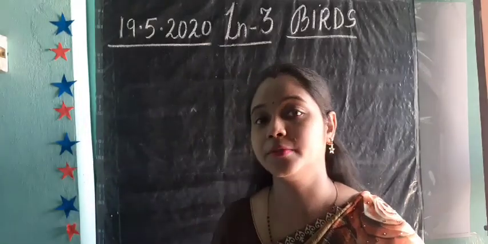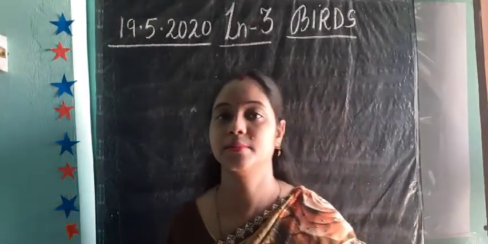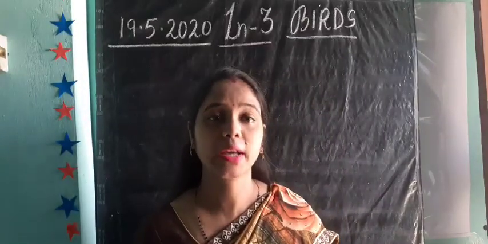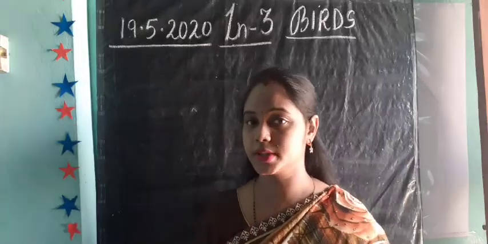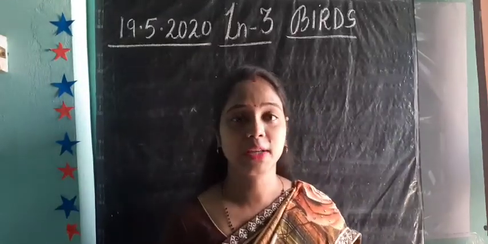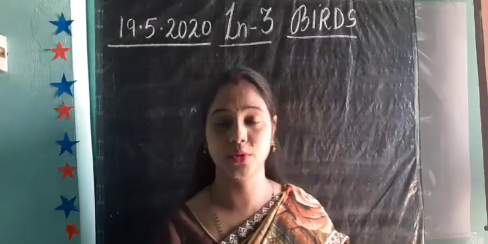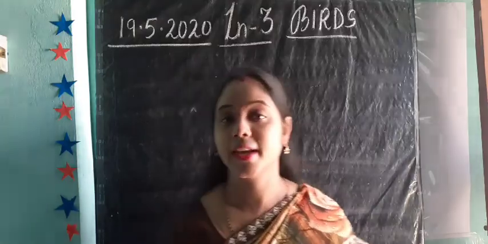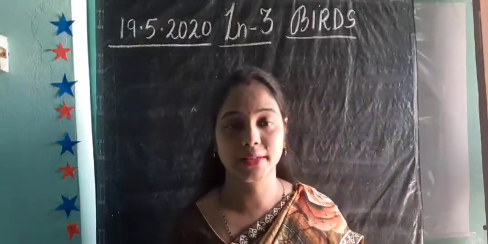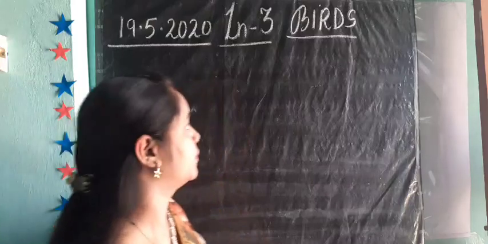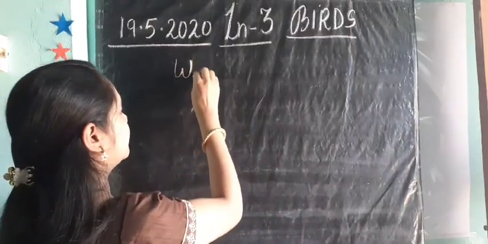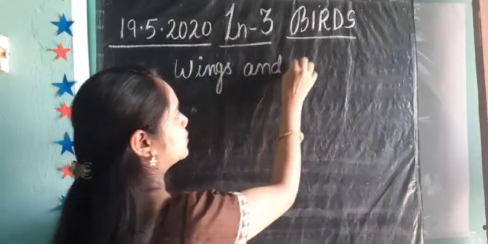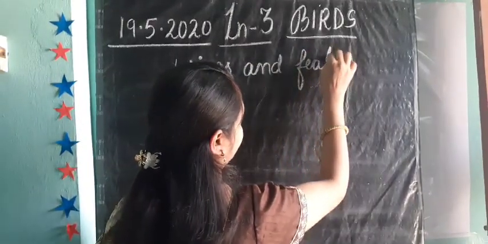So we have already studied lesson number 3. In that we have studied the topic birds, about birds. We have finished types of beaks and feet and claws. Now today our new topic is a very interesting topic. Yes, birds, wings and feathers.